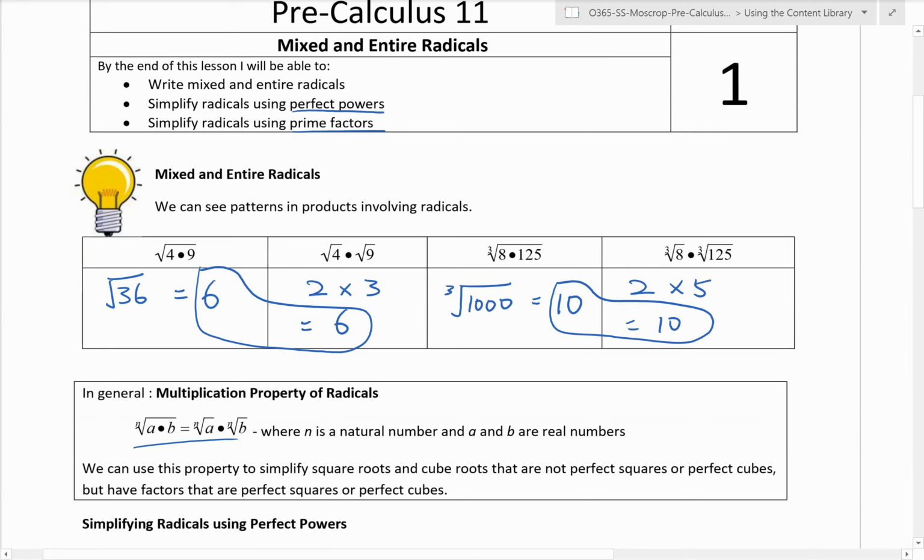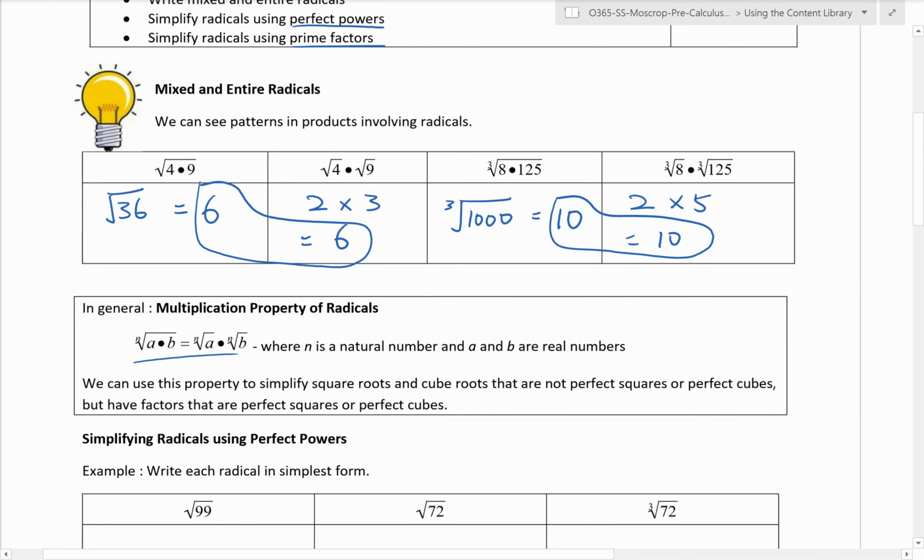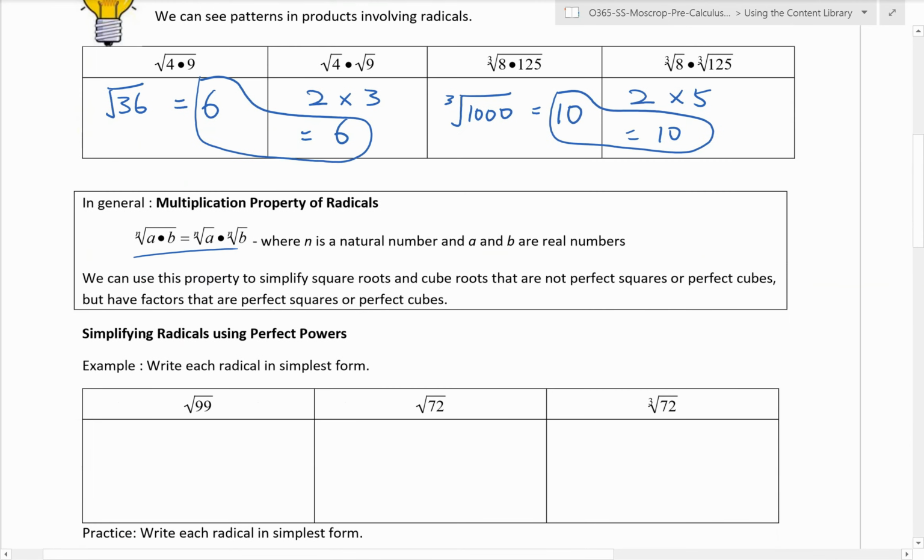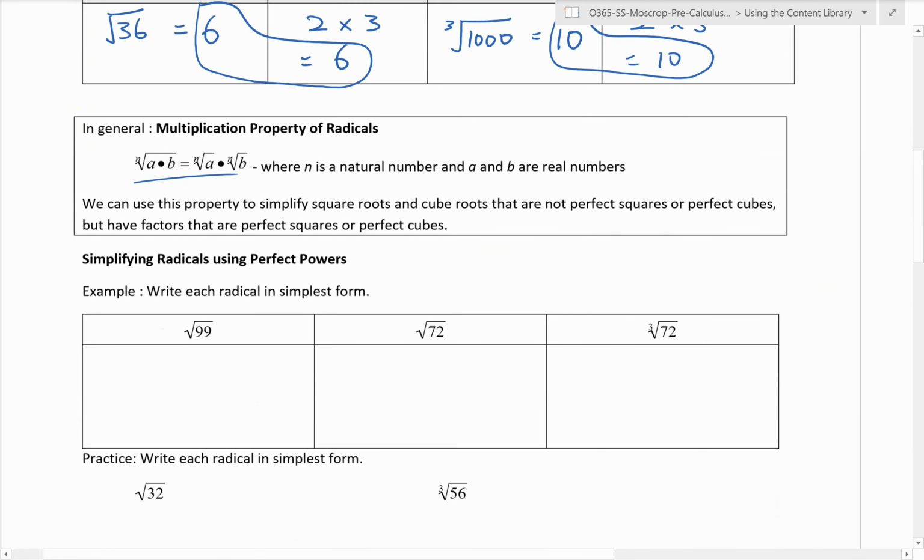And we can use this property to simplify square roots and cube roots that are not perfect squares or perfect cubes as well. But what that means is we will then have something remaining inside the radical. So I'll show you what I mean by that. Here are three examples. Square root of 99. We are going to first use perfect powers.